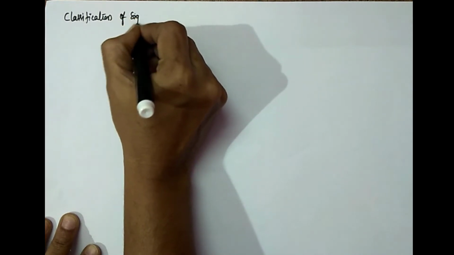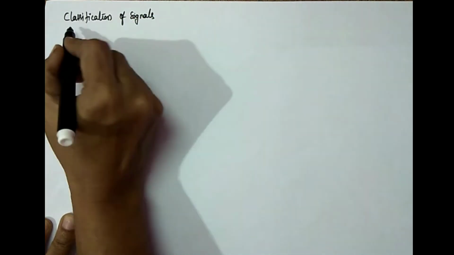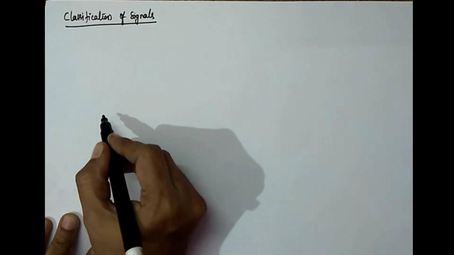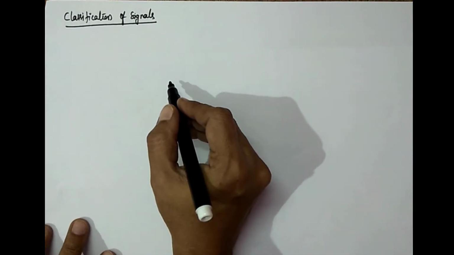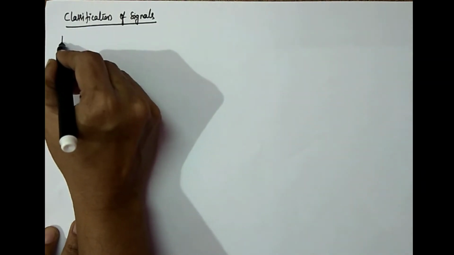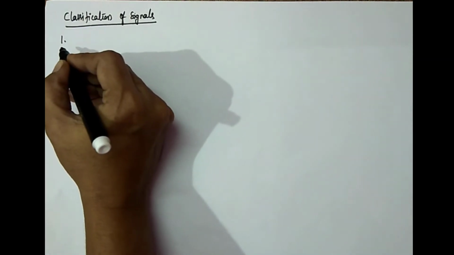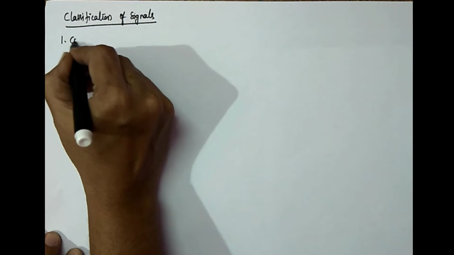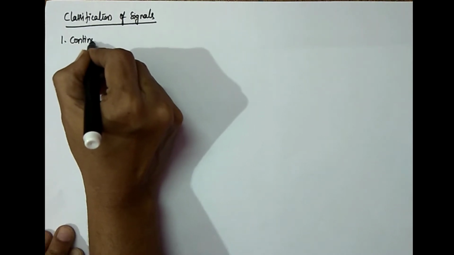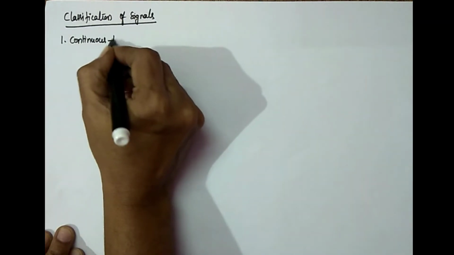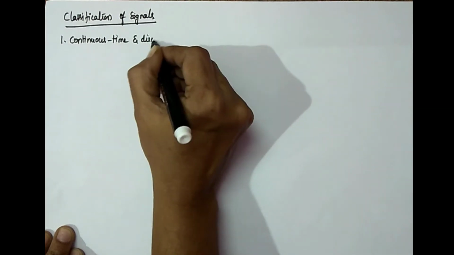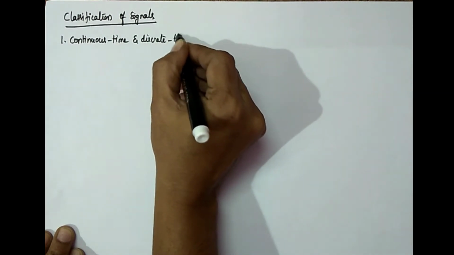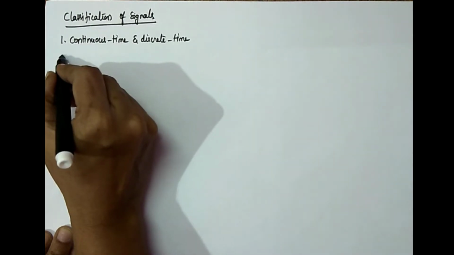Classification of signals. Signals are majorly classified into 6 types. Continuous time and discrete time signals.